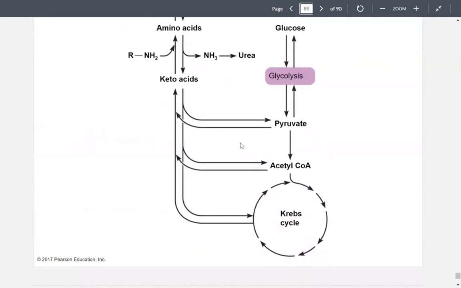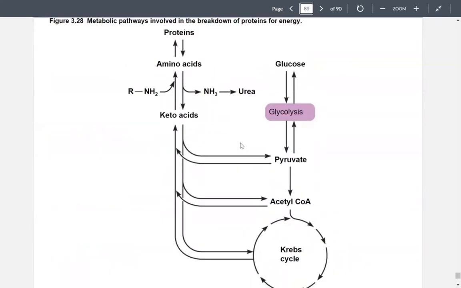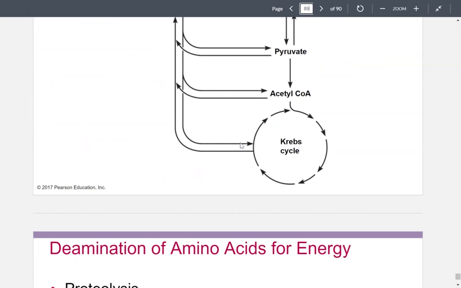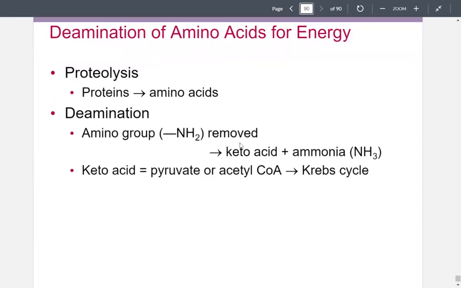Wait, no, this is our amino acid again. Why is this here? Because we're going into amino acids again.